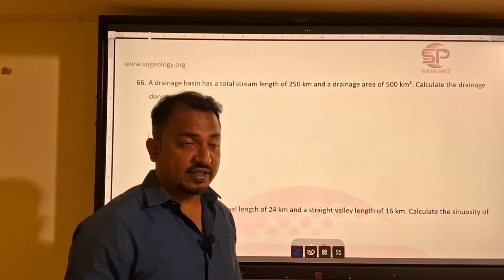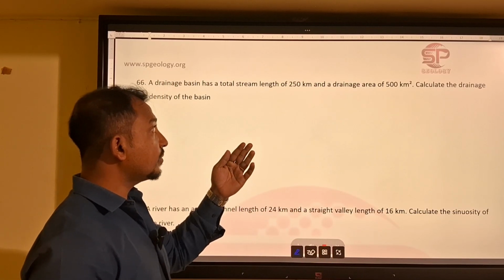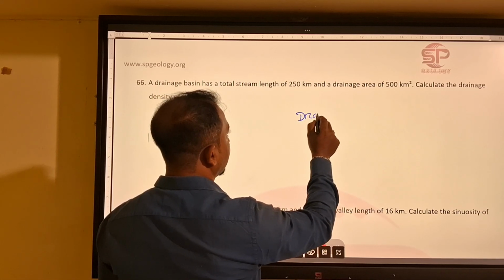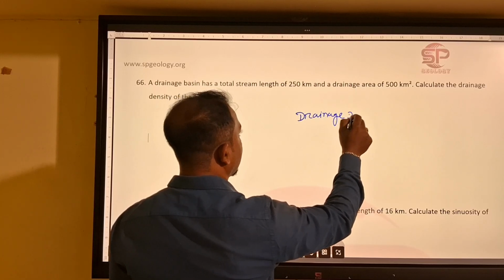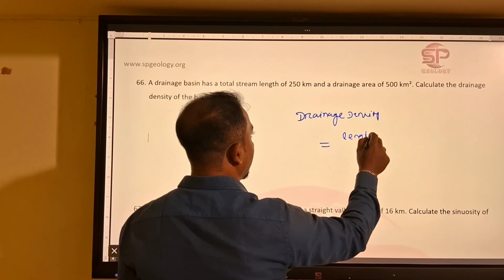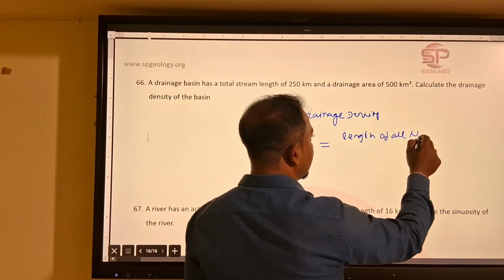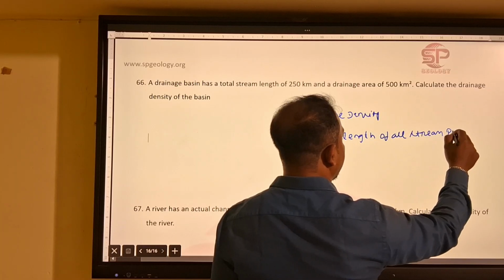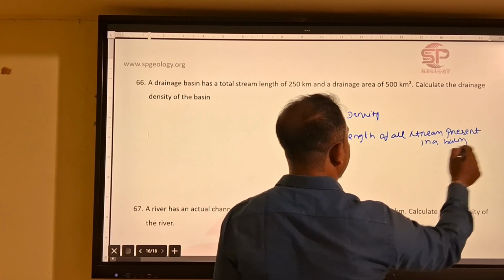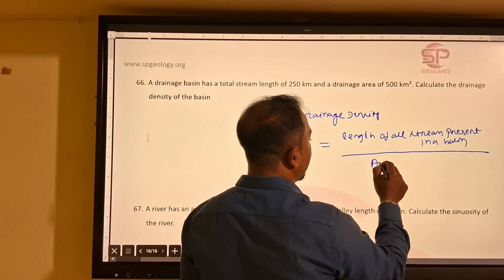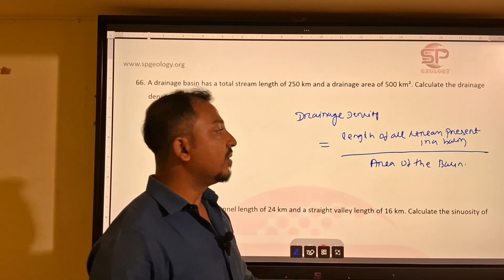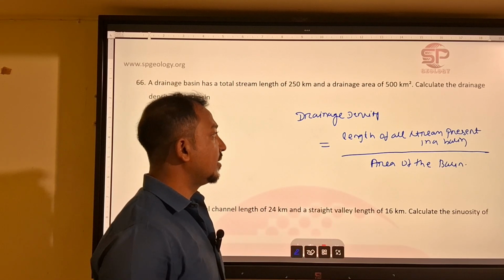The drainage density, it is a very important numerical. So drainage density, how is it calculated? Drainage density is equal to the length of all streams present in a basin divided by the area of the basin. So it has a unit, you can say, length inverse.